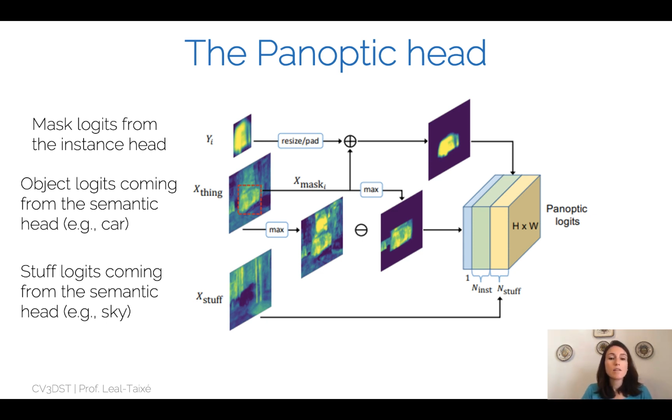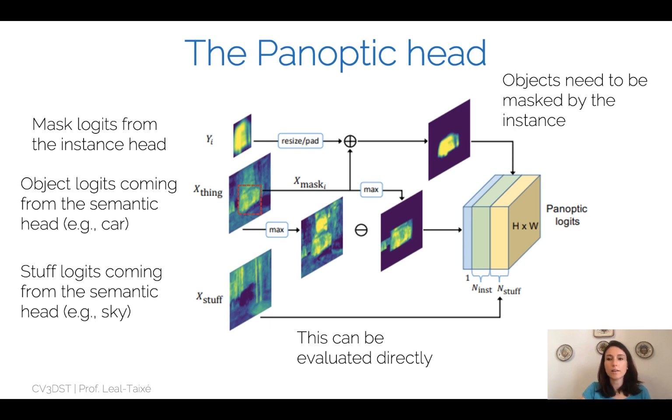And then you have the stuff logits, which is exactly the same, but for the classes which are not countable, like sky, for example, or road. Now, for the stuff classes, one needs to do nothing. There are no instances there, so the stuff logits can be evaluated directly. But the objects actually need to be masked by their instance.